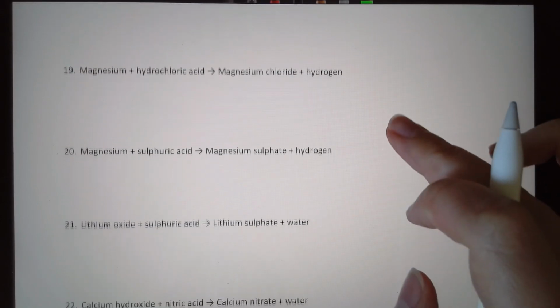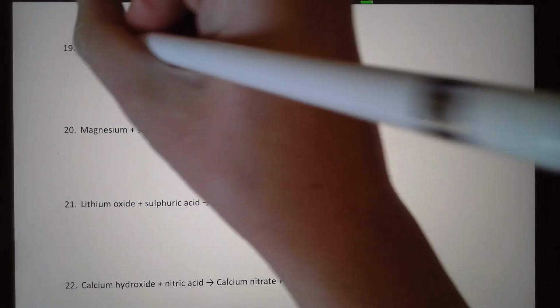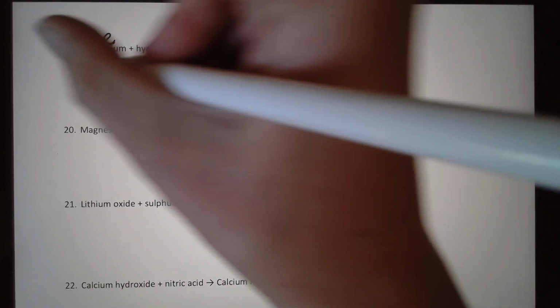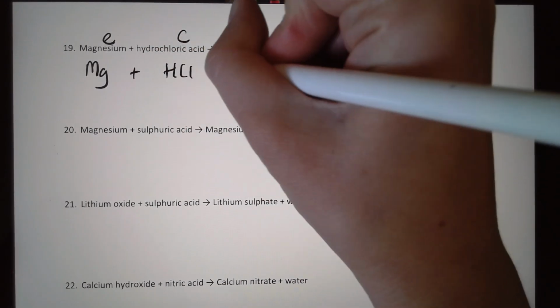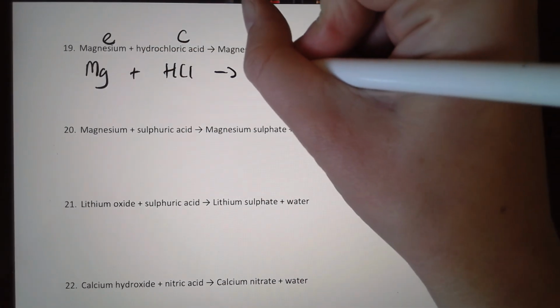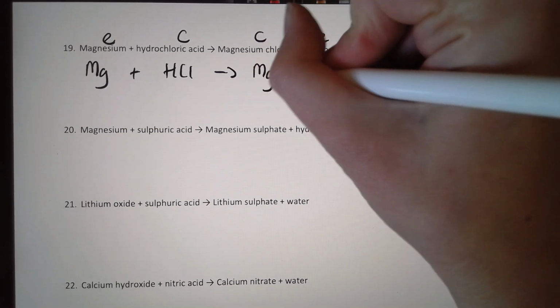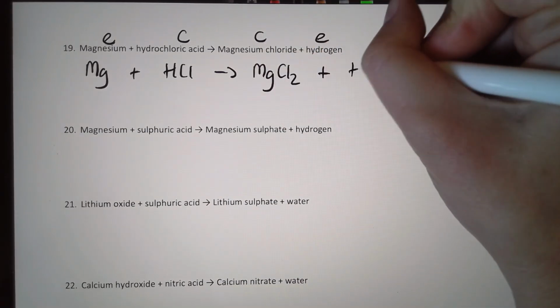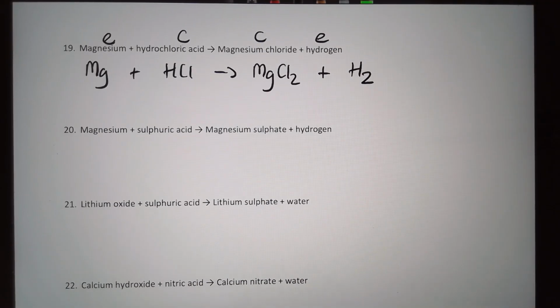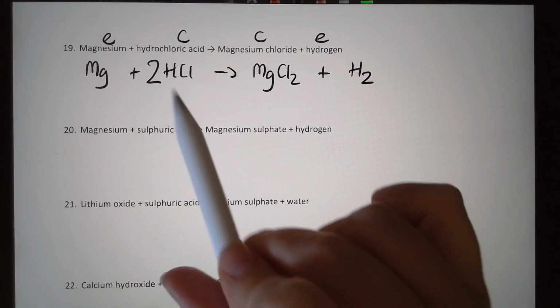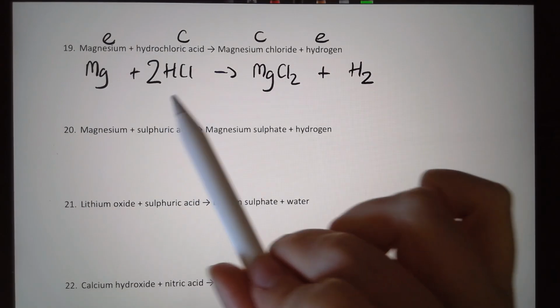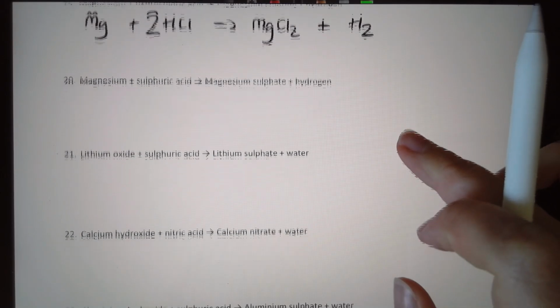The one underneath, slightly different. Magnesium, element, compound, compound, element. Magnesium is Mg. Hydrochloric acid, as we said, is HCl, that you need to know. Magnesium chloride, when I work out the formula using charges, I get MgCl2, and then hydrogen is diatomic, so it's H2. 2 chlorines on the right, I need 2 chlorines on the left. That gives me 2 H's on each side, 2 chlorines on each side, 1 magnesium on each side.